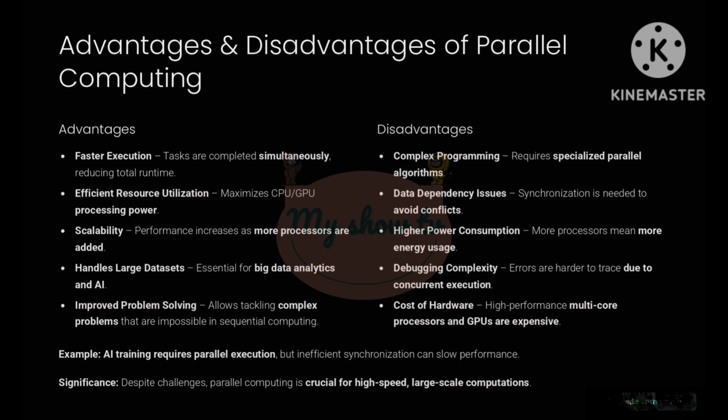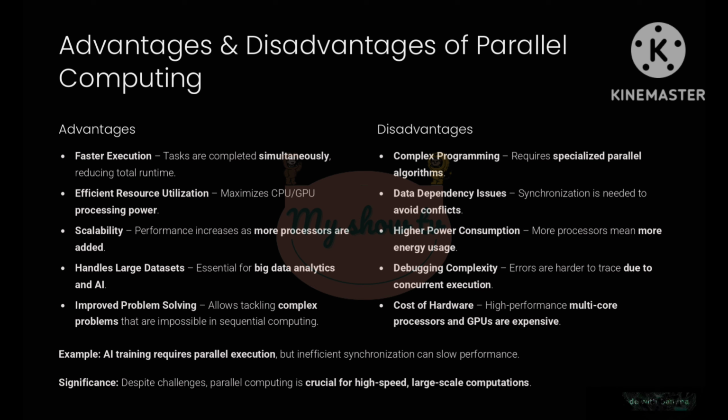Slide 2. Advantages and disadvantages of parallel computing. Now, let's look at why parallel computing is useful and where it has challenges. Advantages. 1. Faster execution. Since tasks are done in parallel, the total time required is much less. 2. Efficient use of resources. All processors are working, making better use of available computing power.